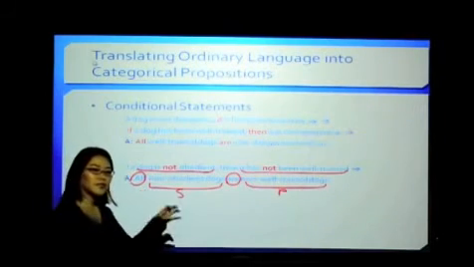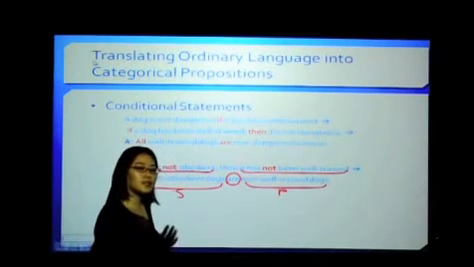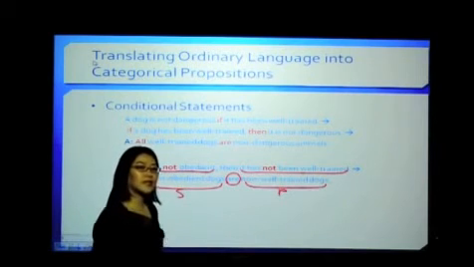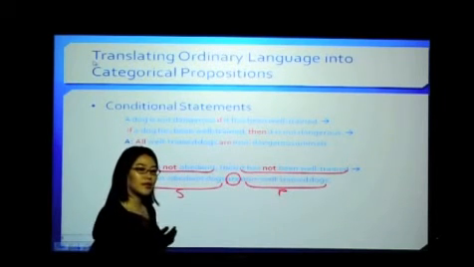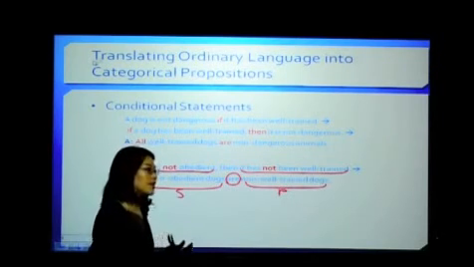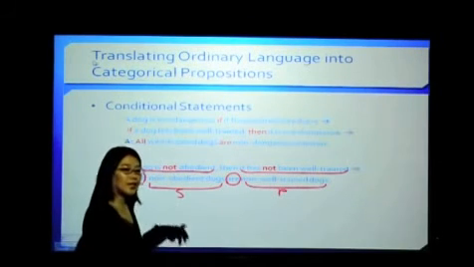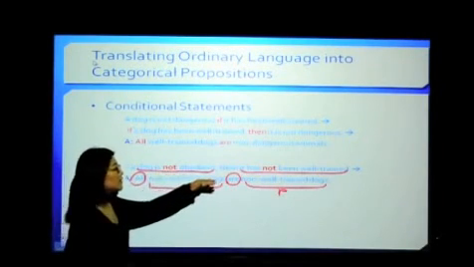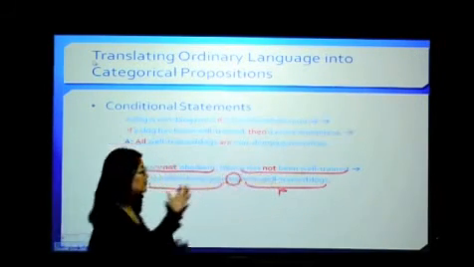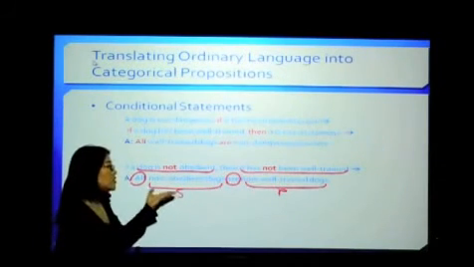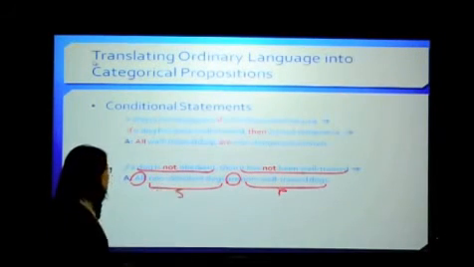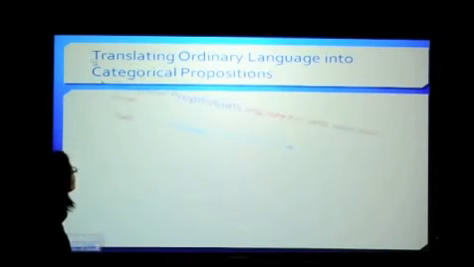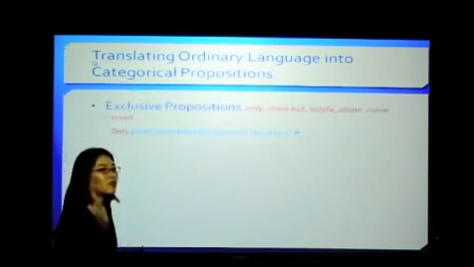Remember, the purpose of translating is to change these statements into standard form categorical statements that clearly express what these ordinary language statements mean, okay? So we want to make sure to maintain the meaning of the original statement. If a dog is not obedient, then it has not been well trained, basically means all non-obedient dogs are non-well-trained dogs, okay? We can also have a case where we have exclusive propositions.